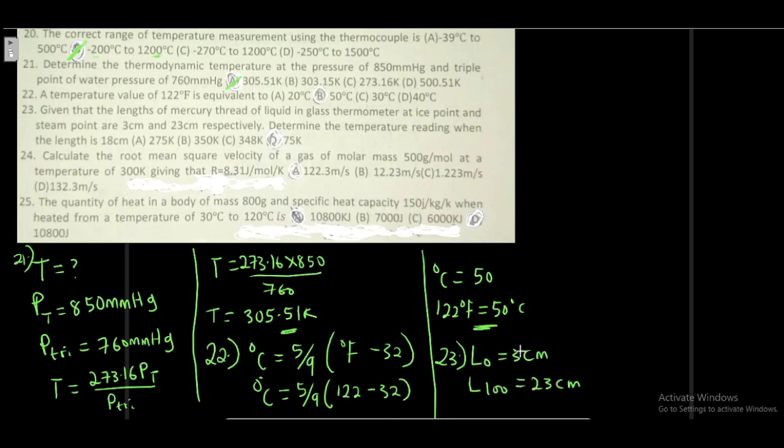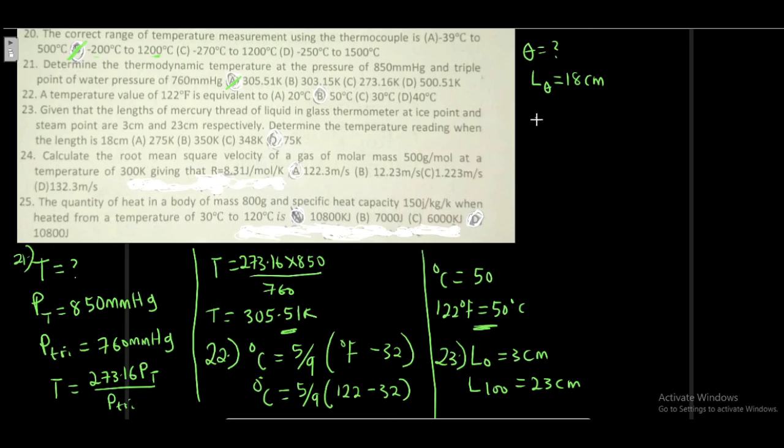That's how we take them accordingly. All right, so this is what we have. Now they said determine the temperature reading when the length is 18 cm. So we are looking for the temperature, the unknown temperature, when the length at unknown temperature is 18 cm. So what's the equation that relates this? This is actually on that Celsius scale.